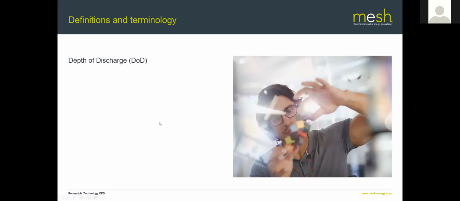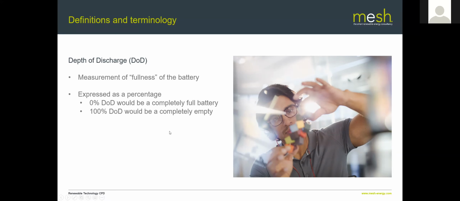It's quite easy to work with. The next thing we're going to look at is something called depth of discharge. So depth of discharge, or DOD, is how much of the battery you've actually used. So it's a measure of fullness of the battery, so how much of that reservoir is left, and it's expressed as a percentage. So 0% DOD would mean that you've used none of the battery. The battery is full, so it's 100% full. And 100% DOD would mean that the battery is completely empty.